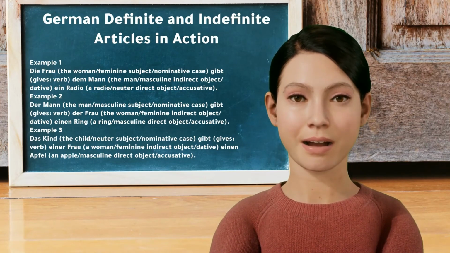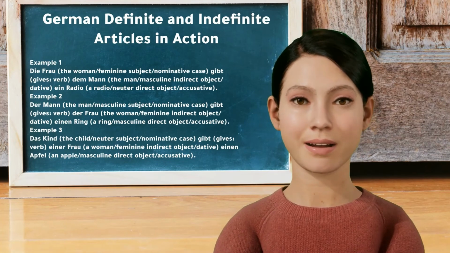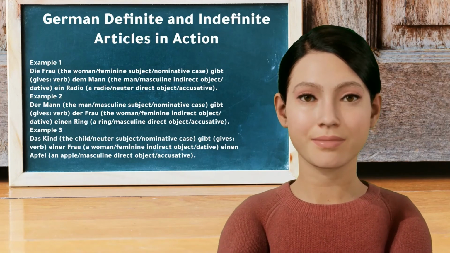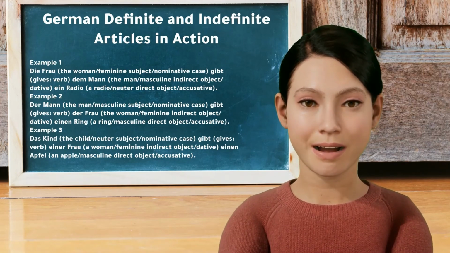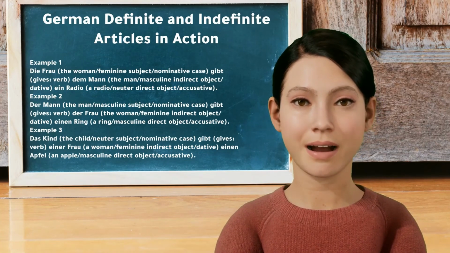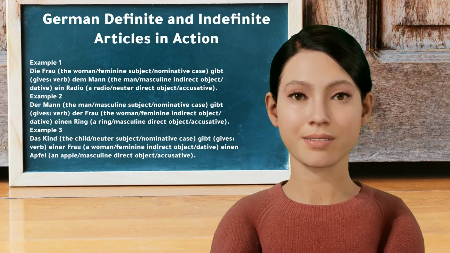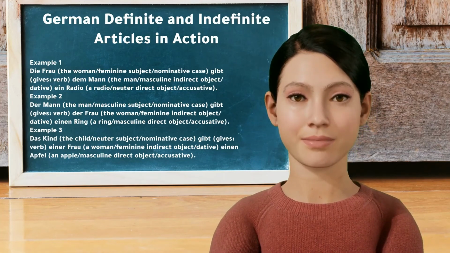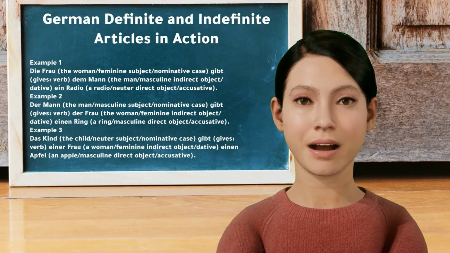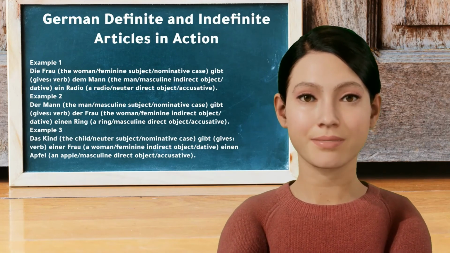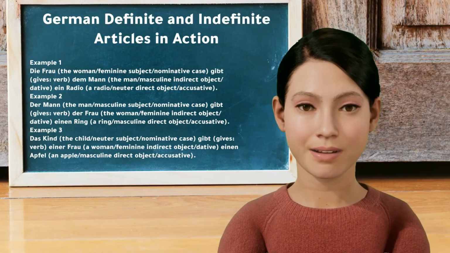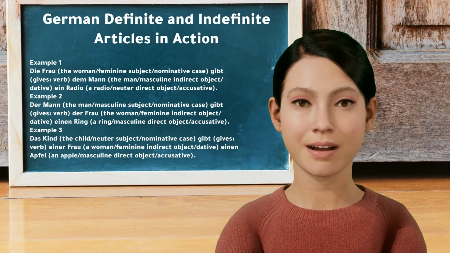Let's look at another example. Number 2. Der Mann gibt der Frau einen Ring. Der Mann is in the nominative case because it's the masculine subject. Gibt is our verb. Der Frau, which is usually die Frau in the nominative, is in the dative in this case because it's the indirect object. It's receiving a direct object, which in this case is a ring. It's a masculine noun in the accusative case, so we use einen.